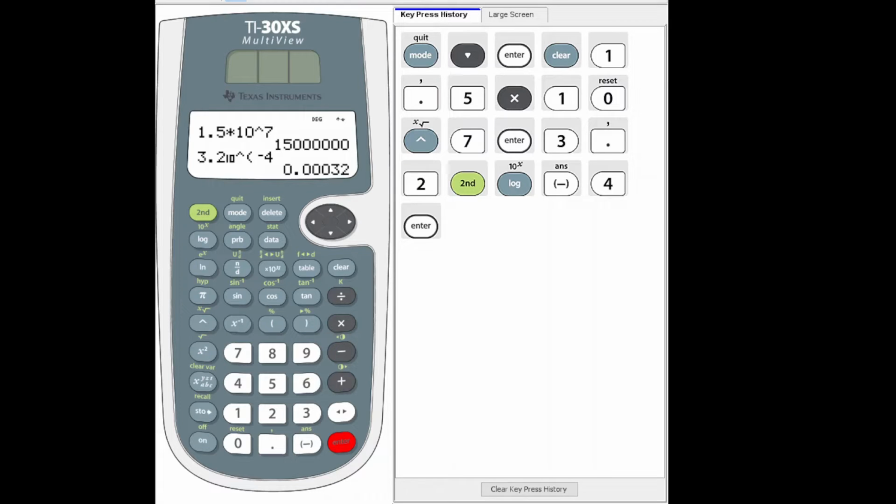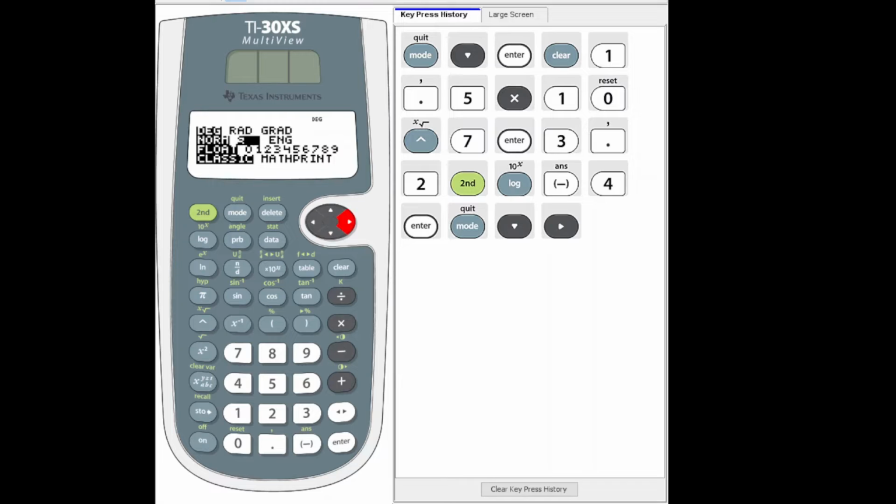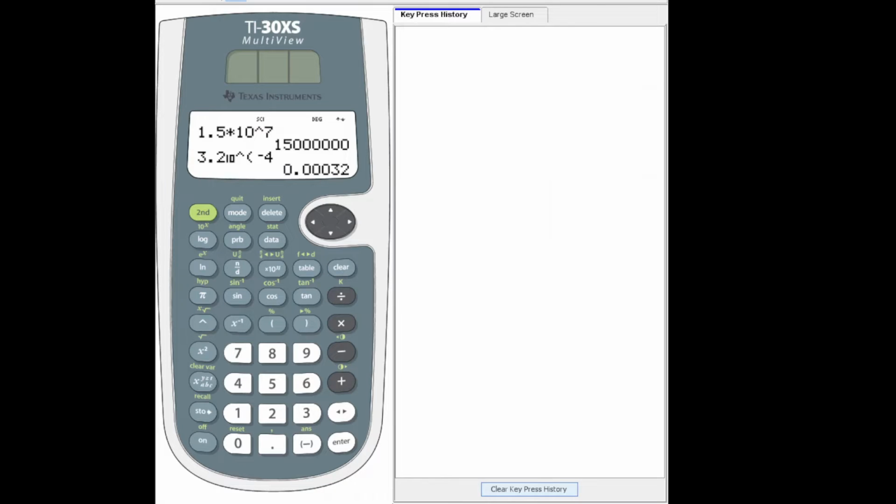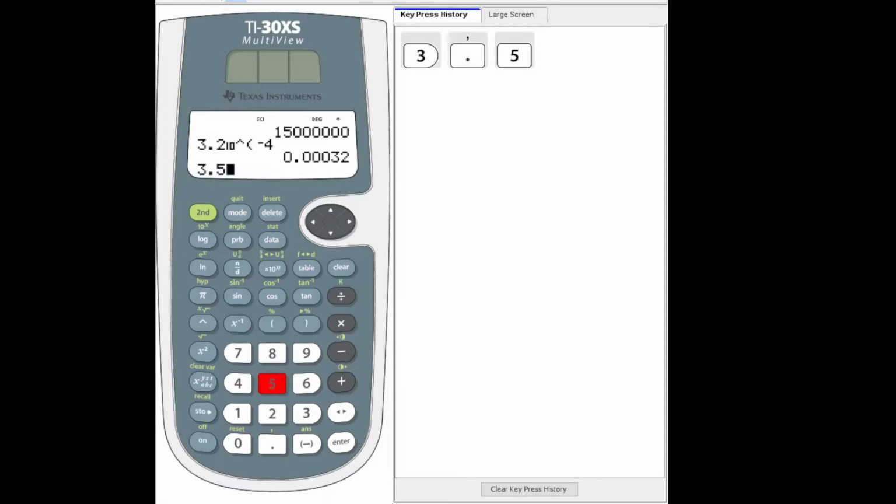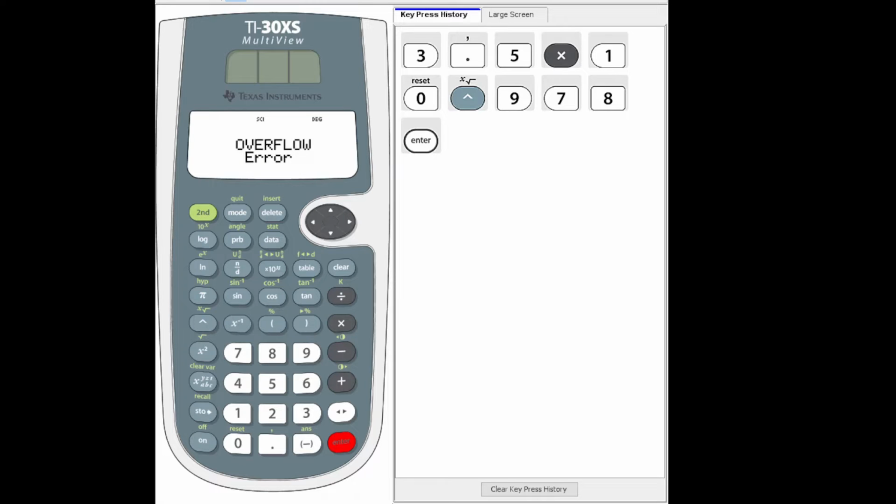Let's do this one more time. This time, we're going to go to Mode, and we're going to change it from normal to scientific, SCI. Now that we're in Sci mode, if we try entering something, let's say 3.5 times 10 to the power of 978, it gives us an overflow error because the answer is too large. The calculator can't handle it.